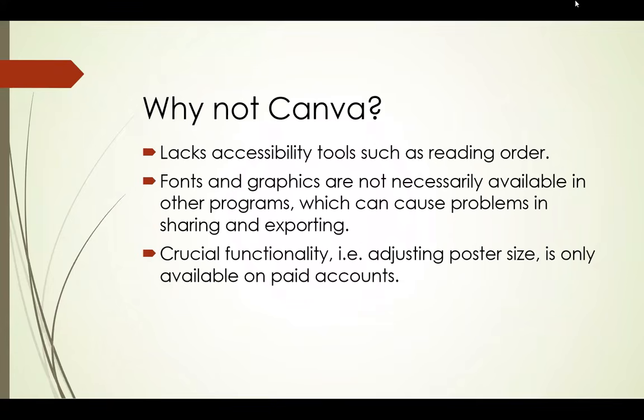As I said, why not Canva? It doesn't have good accessibility tools for one thing, like being able to set the reading order if you need to also submit a digital version of your document, of your slides. It doesn't have a lot of digital accessibility tools. Also, it has a lot of custom fonts and graphics that may not be available in other programs. So when you go to share or export it, or if you just want to collaborate with someone who doesn't have a paid Canva account, you can suddenly find some functionality missing, basically.